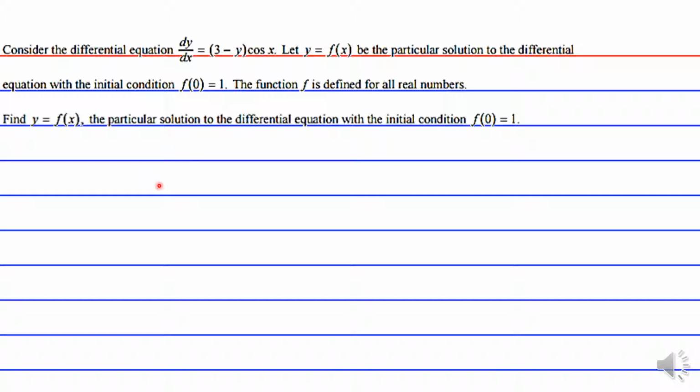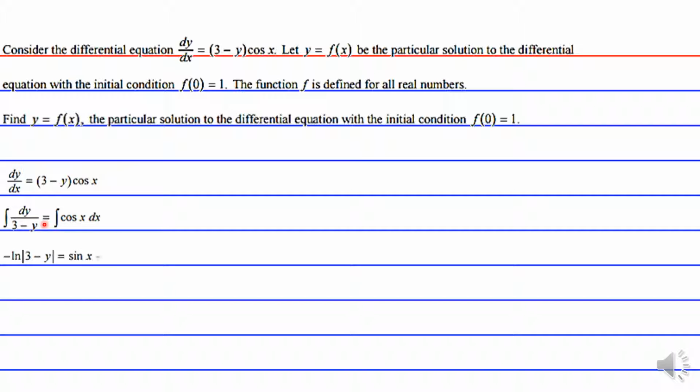steps of algebraic manipulation. So here we have our differential equation dy/dx equals (3 minus y) times the cosine of x. And we're going to solve this by separation of variables. Therefore, we separate by placing everything with the variable y on the left-hand side and everything with the variable x on the right-hand side. Okay, and now we're going to integrate.